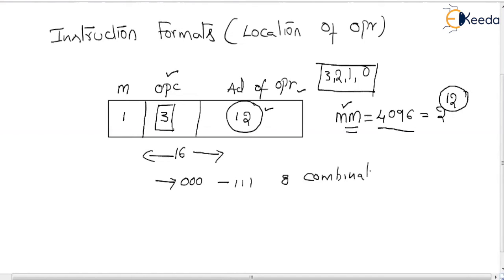Now, being a designer, what can we do? We can use each combination for designing a machine language instruction. By using 000, I can design one machine language instruction. So altogether, a total of 8 machine language instructions can be designed. These machine language instructions and opcodes are one and the same. So we are designing the machine language instructions.